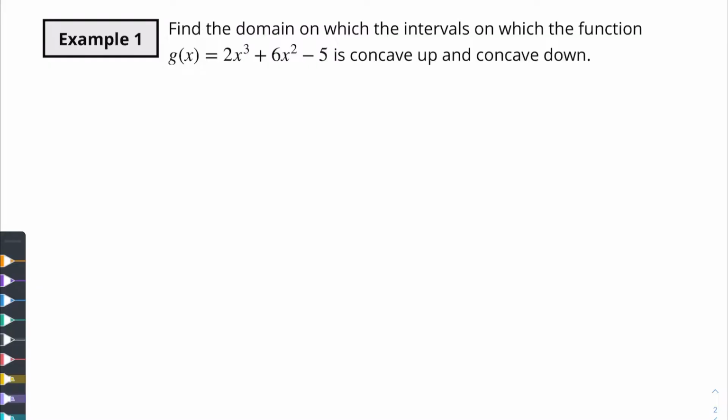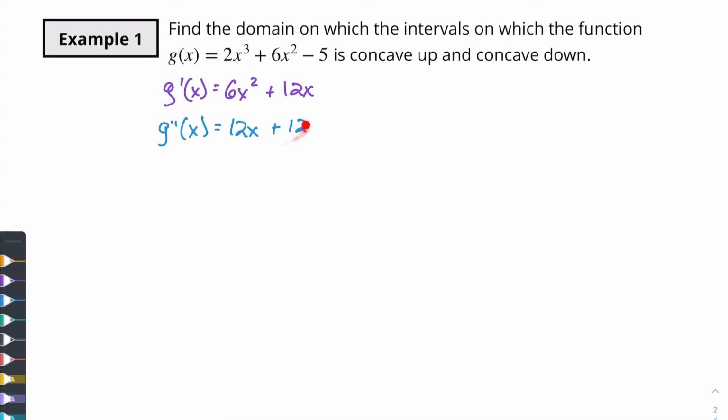Let's get to it. We're starting with the same equation that we've been doing through all of our other videos. We have previously found that the first derivative of this is 6x squared plus 12x. Now we want to find the second derivative of this function, and the second derivative is just going to be 12x plus 12. So we want to find out where this function is positive and where it is negative.